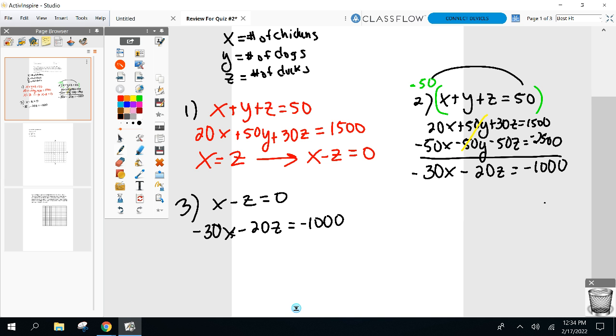All right? Let's eliminate z. I don't care what we eliminate. We can eliminate the x's or the z's now. So what do you want to multiply the top equation by? 30? Okay. Wait, yes.